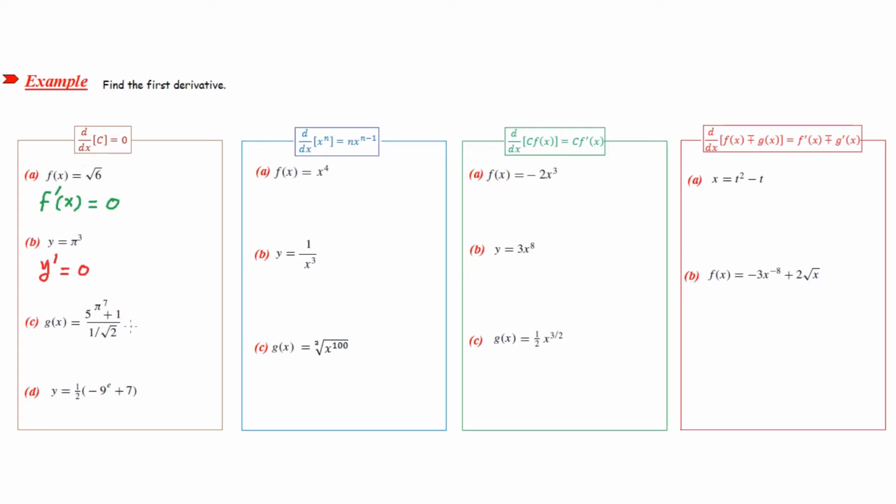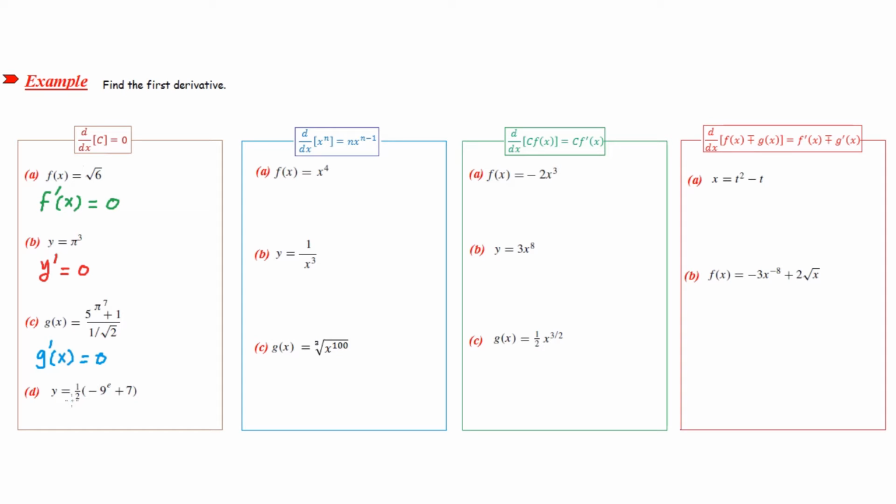For the third one, we have g of x equals 5 to the power pi to the power 7 plus 1 divided by 1 over radical 2. And all of these are constants. So g prime of x equals 0, because the function is constant.